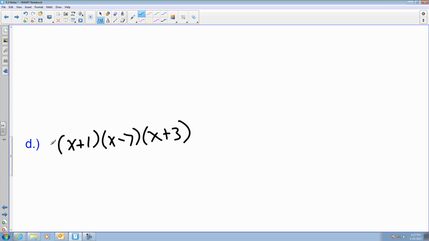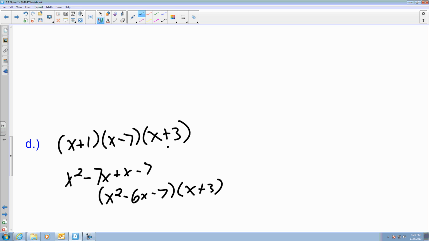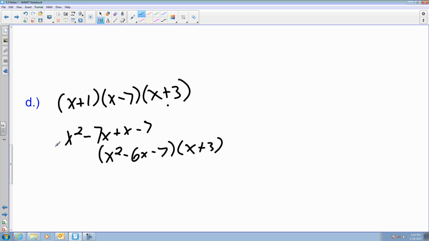So for these first two, I'm going to get x squared. So it would be what? Plus, I'll say minus 7x plus x minus 7. So that reduces down to x squared minus 6x minus 7. So now I'm dealing with this one here. So now I just multiply this out too.